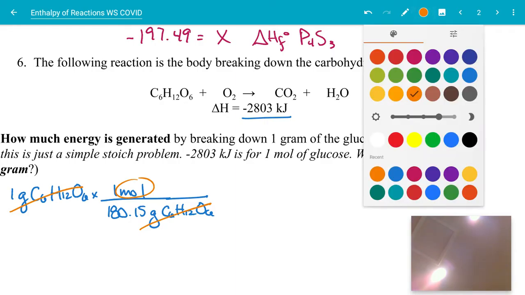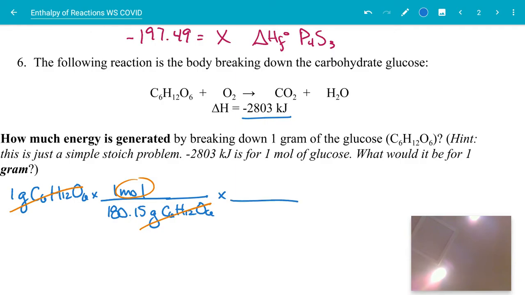So now the next thing we're going to want to do is multiply by, we're going to put 1 mole on the bottom. Actually, I forgot something super important. My apologies. We forgot to balance the equation. That is very important. So let's make sure the equation is balanced.